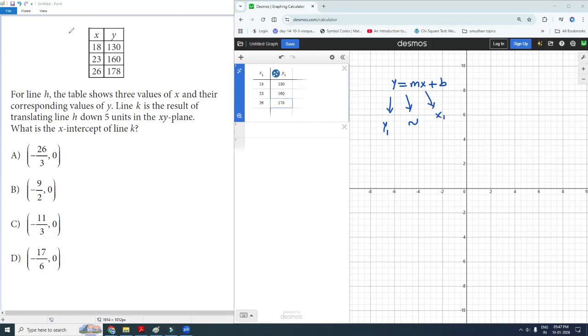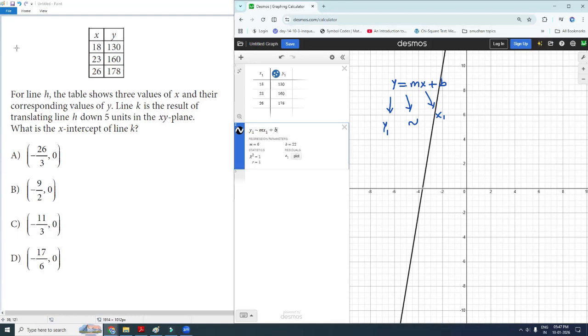Okay, now let me take the equation in Desmos over here, that is y1, and for the equal sign we have to take the tilde sign, then m times x1 + b. Here I got the values of m and b, m equals 6 and b equals 22. Now we can write the equation of line H. For m we can plug in 6, then we get 6x, and for b we can plug in 22, then we have y equals 6x + 22. Now I got the equation of line H.